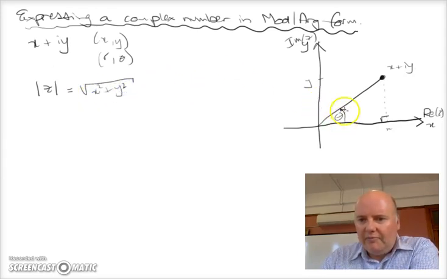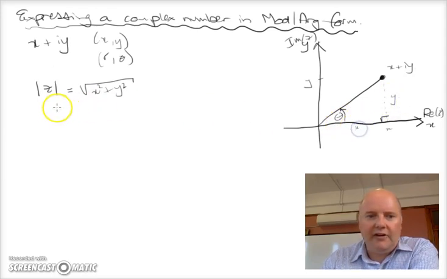The argument, this angle here, we know we can get from looking at that distance and that distance. So it's actually tan theta is equal to opposite over adjacent, which is y on x. So using those two bits of information, we can express a complex number in polar form.